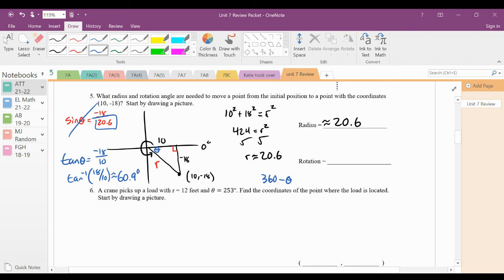And when I enter that in, inverse tangent of 18 divided by 10, I get 60.9 degrees. And 60.9 is my reference angle, but then again, I need to subtract that from 360 because I'm in the fourth quadrant to find my rotation angle, which would be 299.1 degrees, again, approximately.